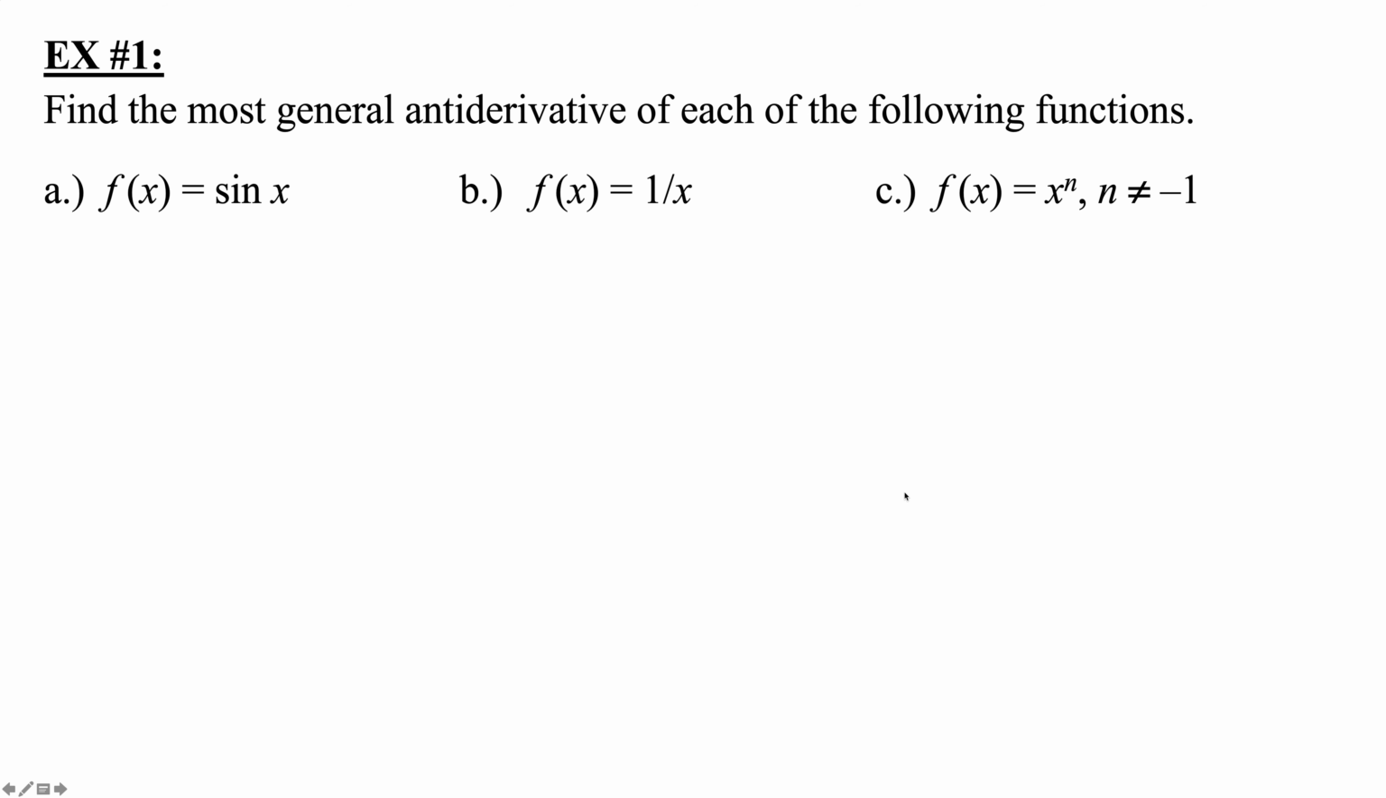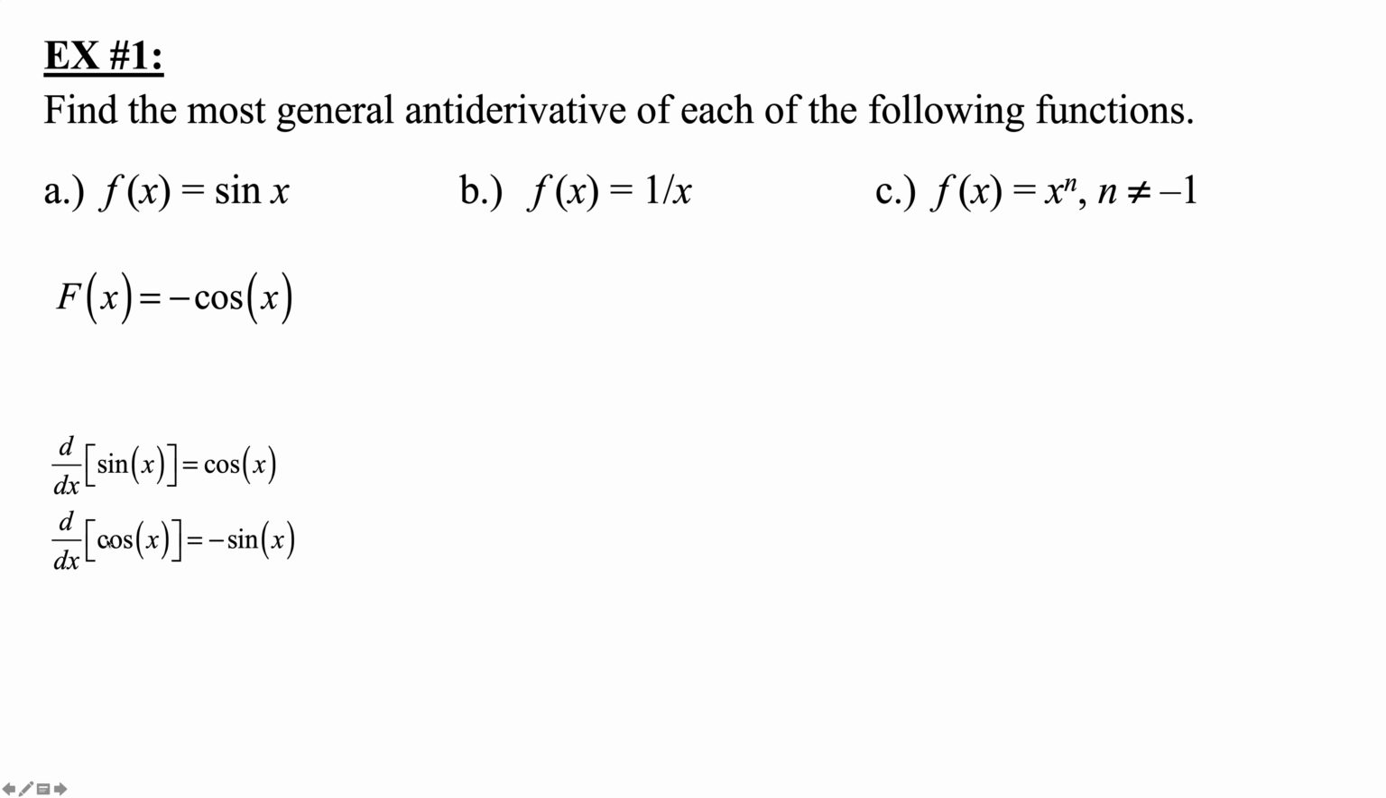All right, find the most general antiderivative of each of the following functions. Okay, so if f of x equals sine of x, we're kind of building this backwards. So I need my derivative rules for sine and cosine. The derivative of sine of x is cosine x. The derivative of cosine x is negative sine x. Okay, so we're starting on the right side, wanting to build what's on the inside of the brackets. So here's sine, but we don't want our sine to be negative, so this negative is going to have to be put on the cosine of x. So capital F of x equals negative cosine of x.